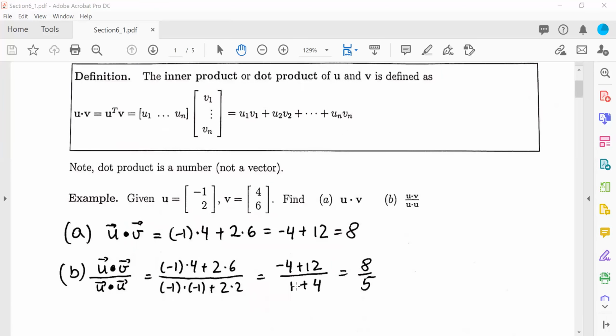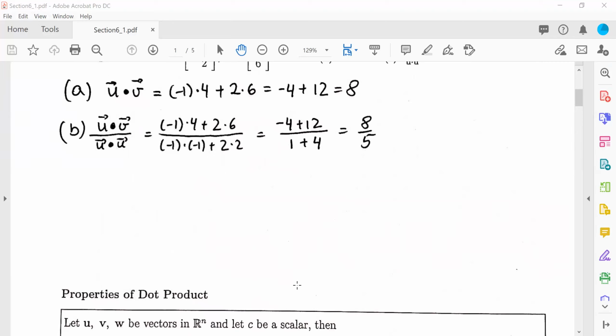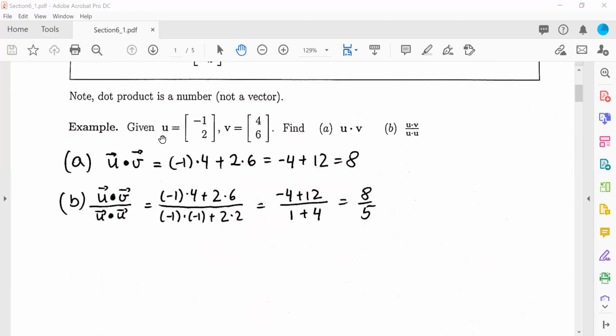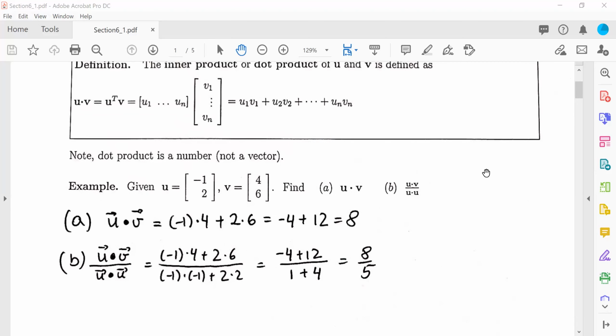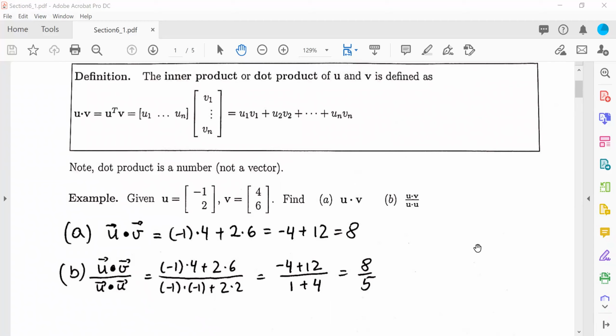Then we have an example. Given two vectors u and v, find the dot product u·v and find the dot product u·v divided by the dot product u·u. The dot product of u and v is nothing else but -1 times 4 plus 2 times 6, and if you multiply and add them together, you get 8. Now, u·v divided by u·u: the dot product u·v was calculated above, so this would be 8.